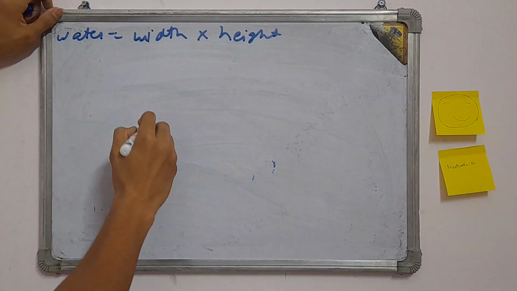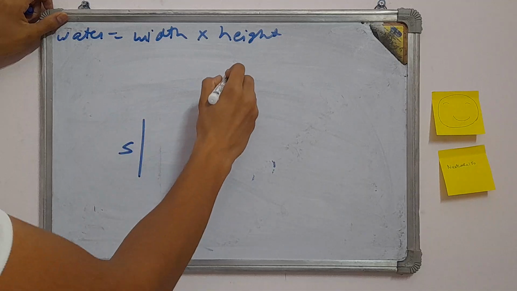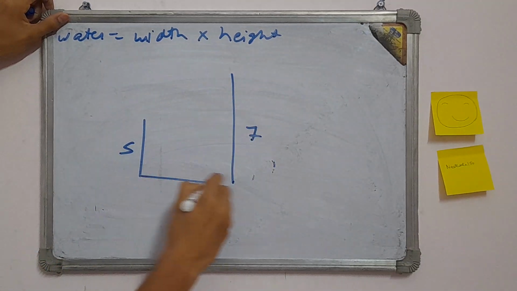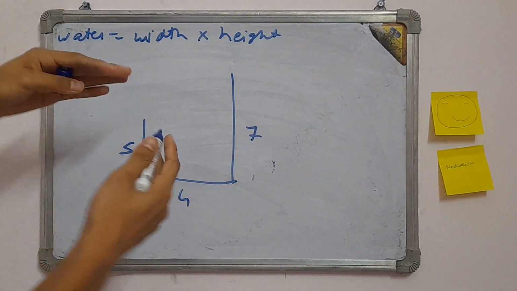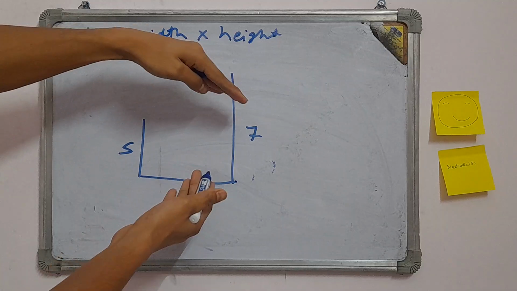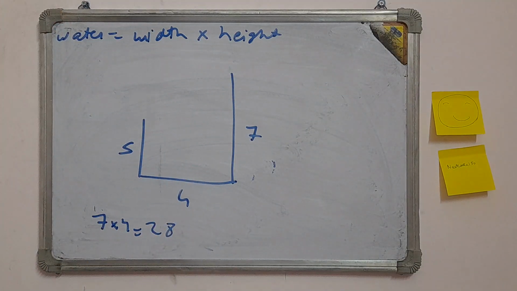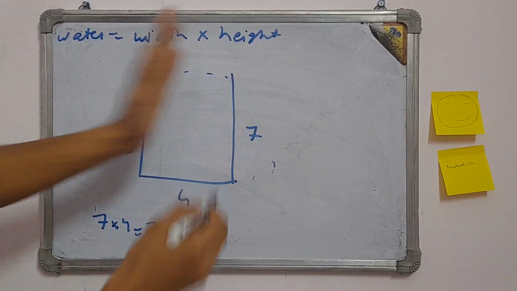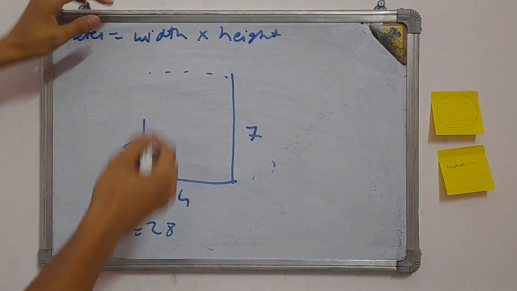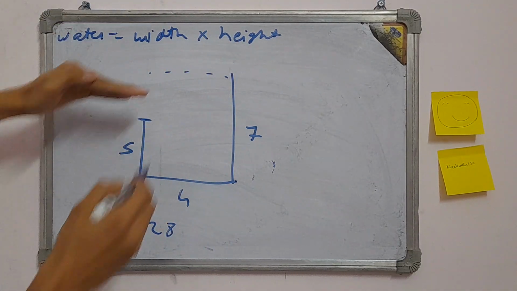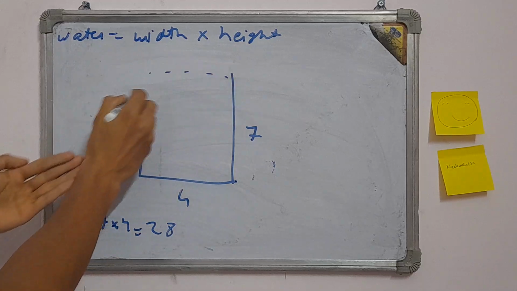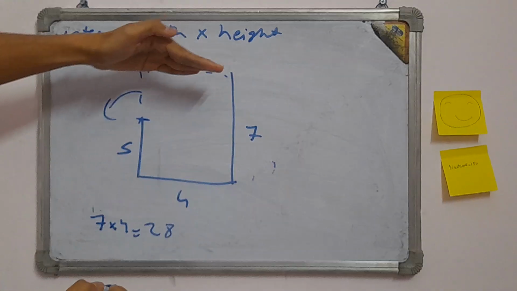Okay, now let's say this height was 5 and this was 7 and this is 4. Now the water, what should be the formula, 5 into 4 or 7 into 4? Let's take 7 into 4 and we get 28. That means water can fill up to this point 7, and 4 times. But we can see that the wall only goes till 5 centimeters. So that means the water will fall down from here. The water cannot be contained this way.